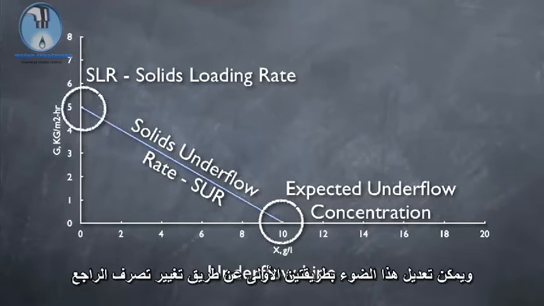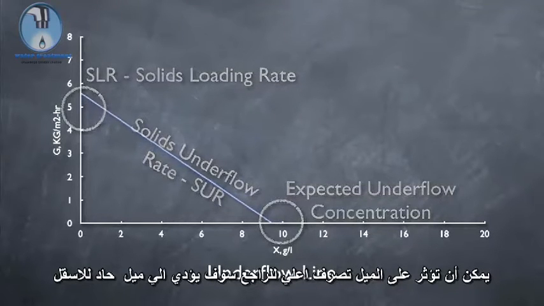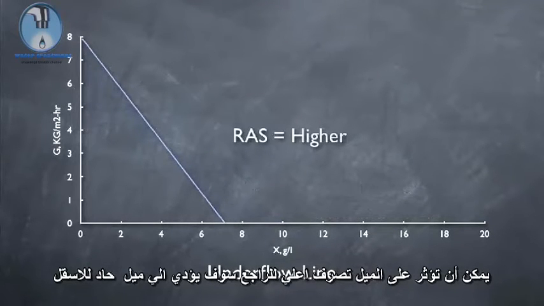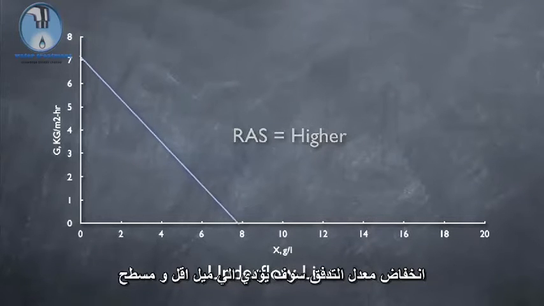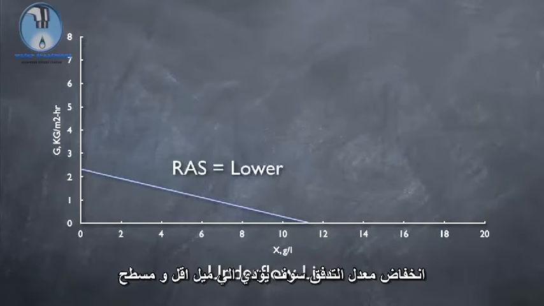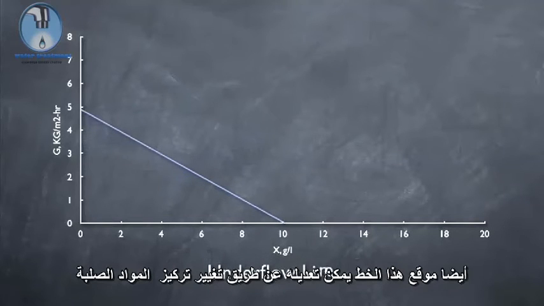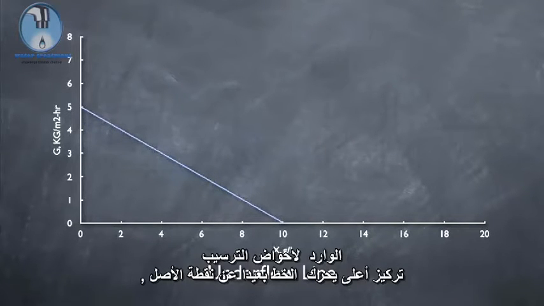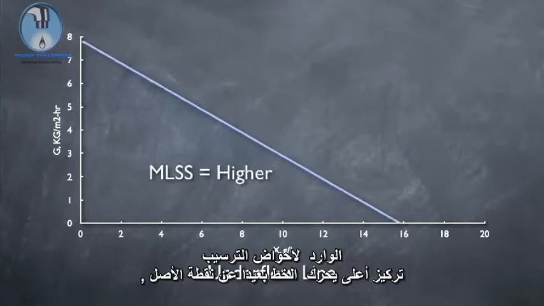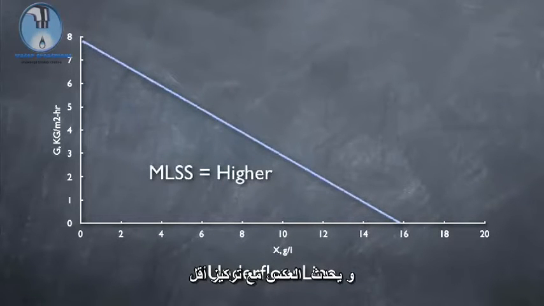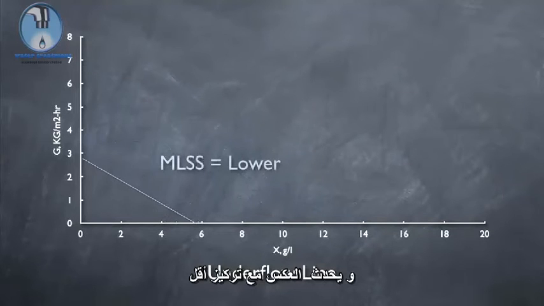First, by changing the RAS rate, you can affect the slope. A higher RAS rate will result in a steeper slope down. A lower RAS rate will result in a flatter slope. Also, the location of this line can be adjusted by changing the solids concentration entering the clarifier. A higher concentration moves the line away from the origin, with the opposite occurring with a lower concentration.